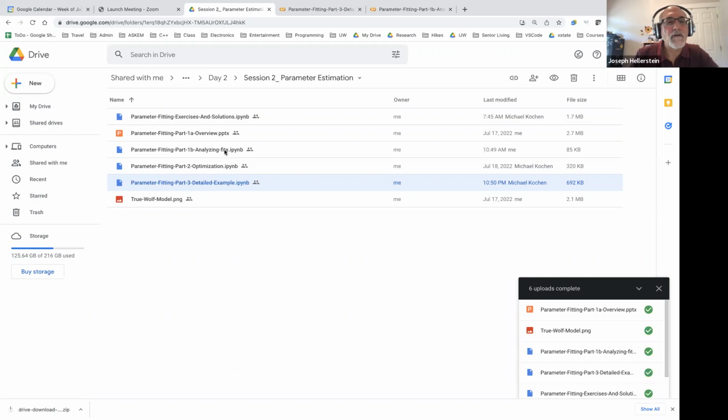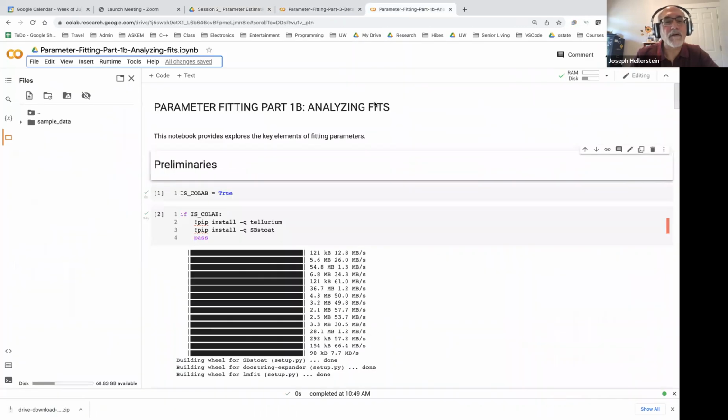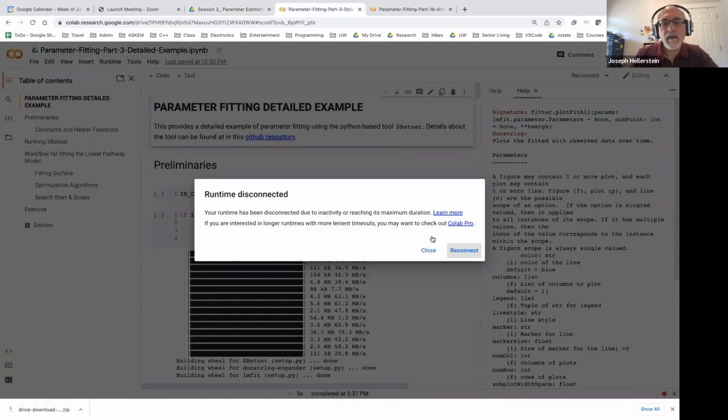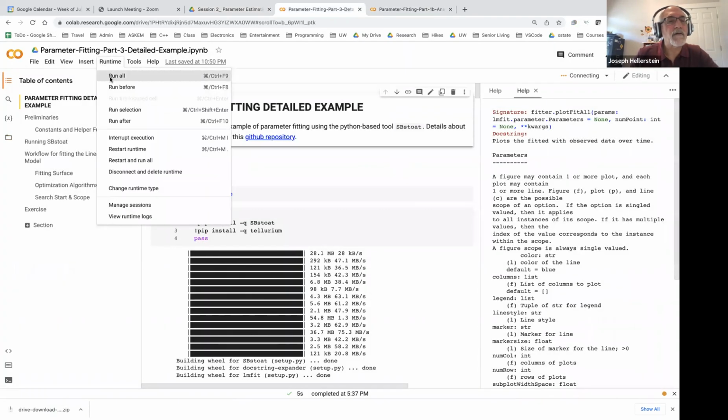Okay, so let me switch over here. And, oh, that's the wrong one. This is the right one. But I think I will run this anyway. And just so that we have that all set.